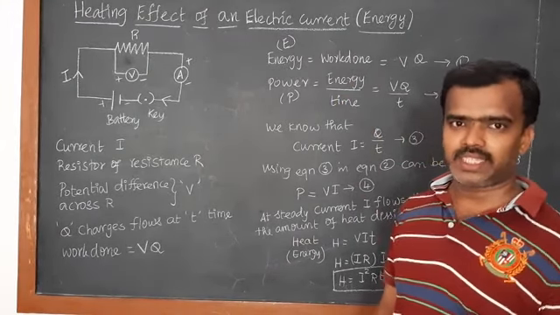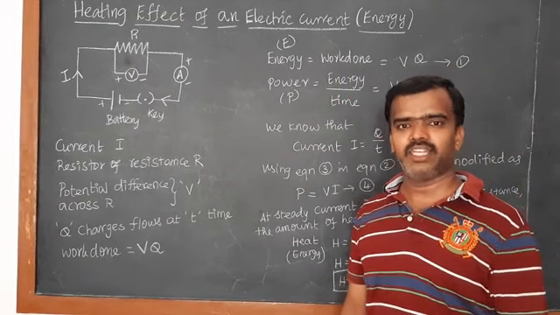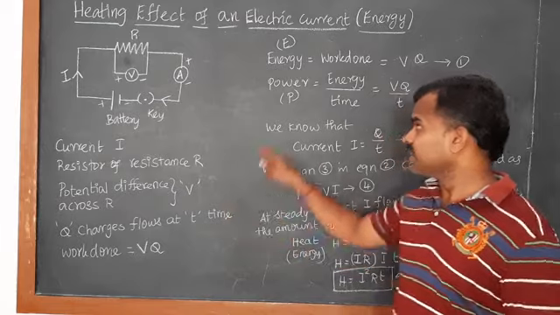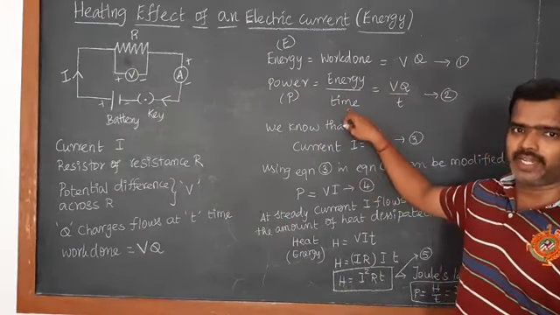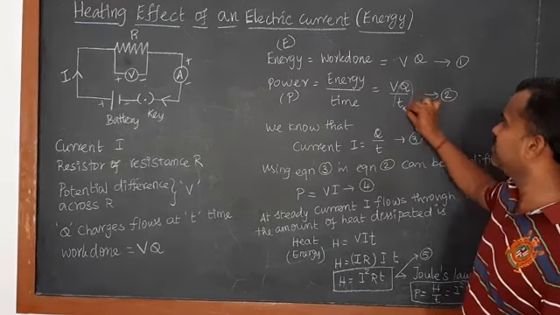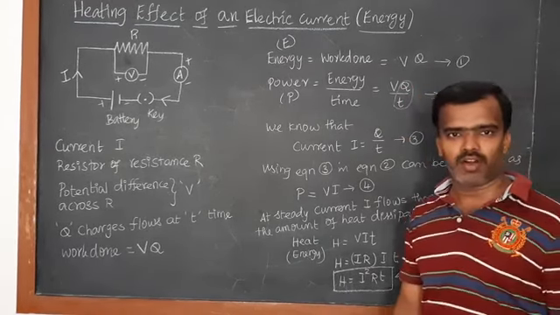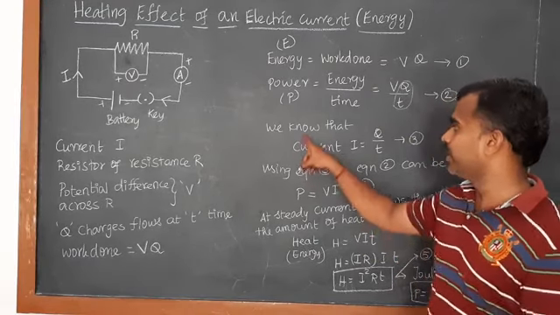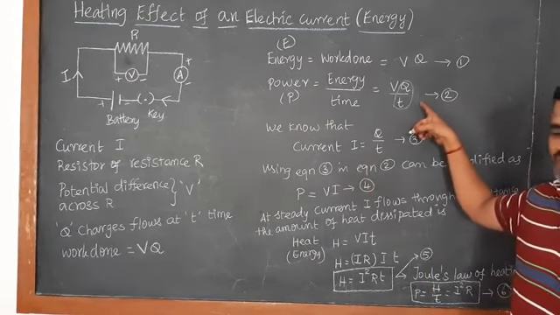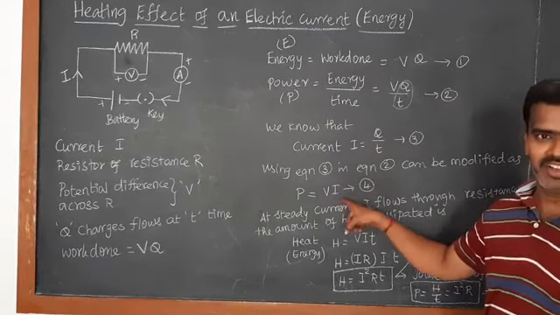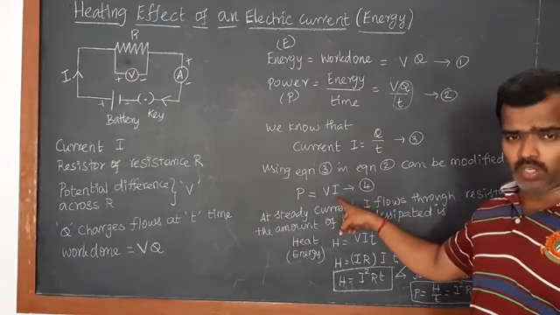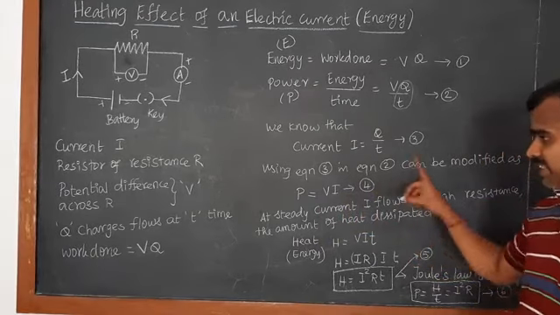As we studied in the previous case, electric power is the rate at which electric energy is consumed or dissipated, so energy by time gives power. So power, capital P, is equal to energy by time. What is energy? VQ divided by T. And what is Q by T? The rate of flow of charge gives current, so I is equal to Q by T. Using this, power is equal to VI. This is the definition of power as we saw earlier. So P is equal to the product of voltage and current. That is equation number 4.